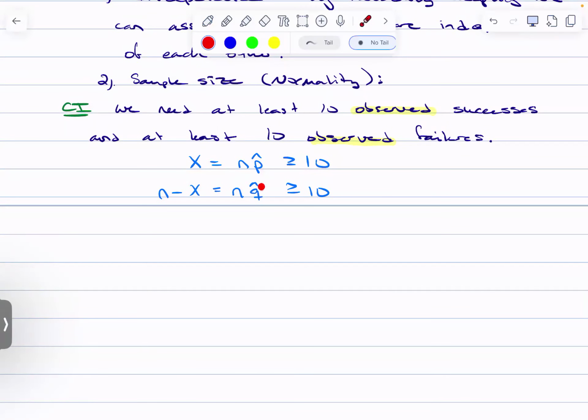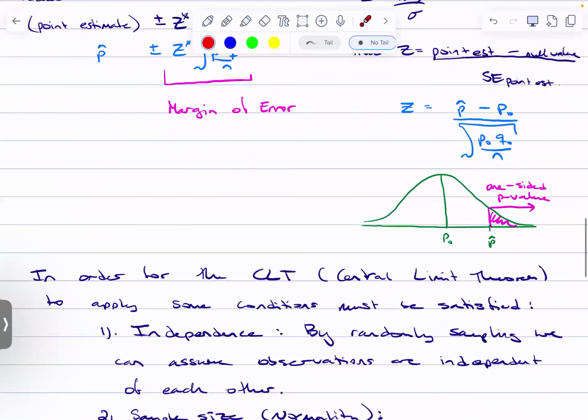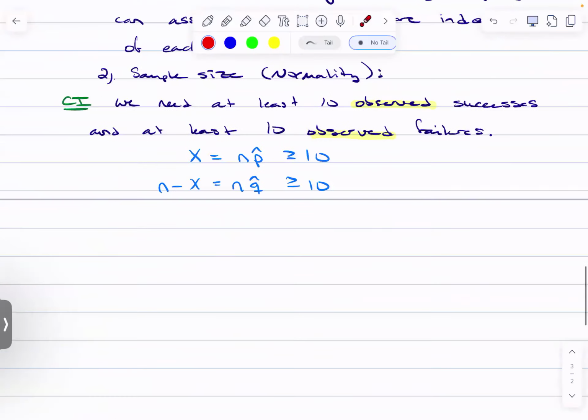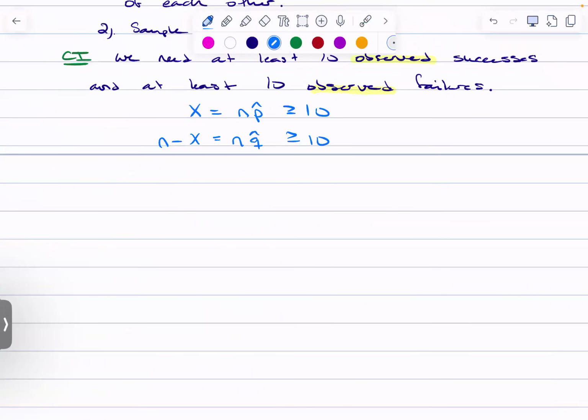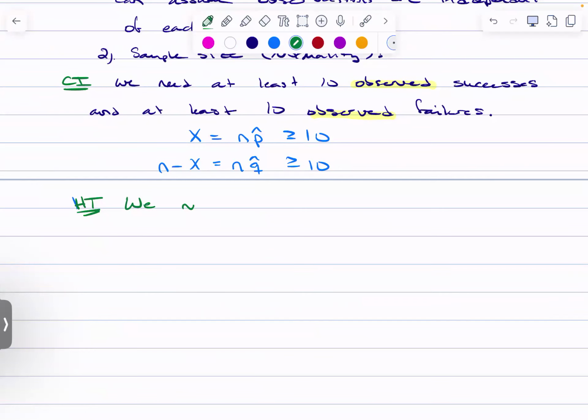Notice this matches the standard error. In a confidence interval, we use p hat, q hat in our standard error. So if we're doing a hypothesis test, yes, we are going to use p naught, q naught instead. And so that's the only change.